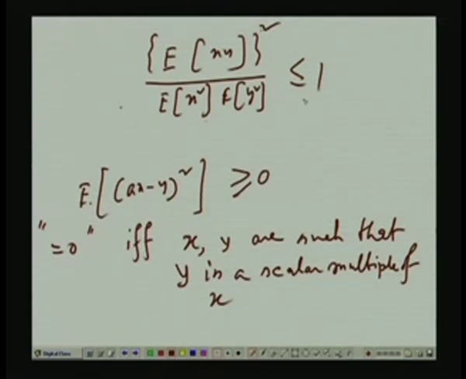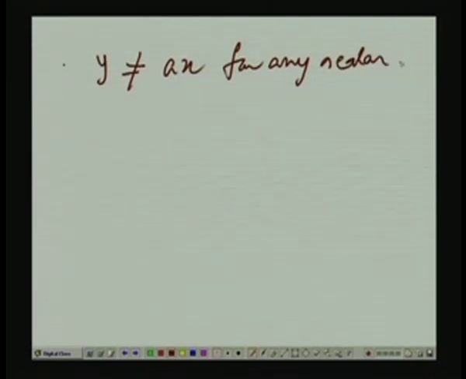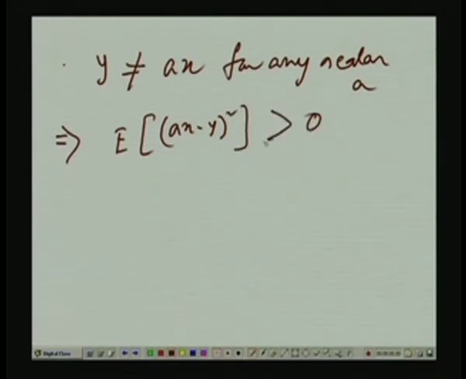Now, we consider the case where this is not satisfied, that is, y is not a scalar multiple of x. In such a case, this is strictly greater than 0, right. So, we are considering this case for any scalar a, which implies strictly greater than 0. Okay.